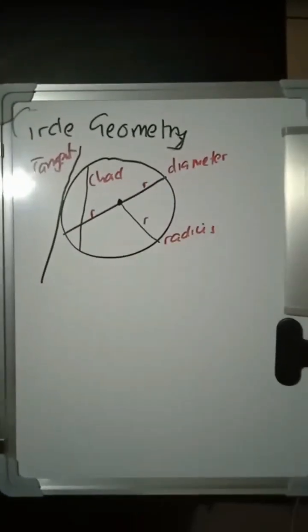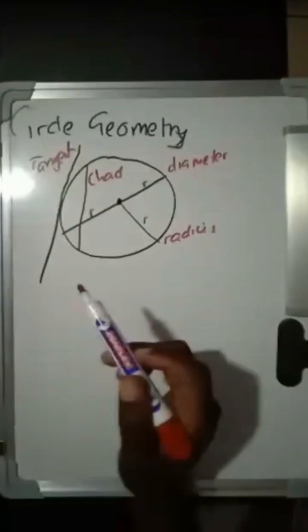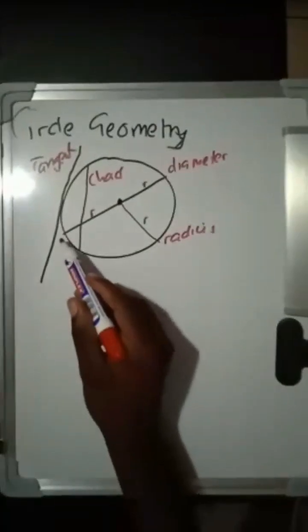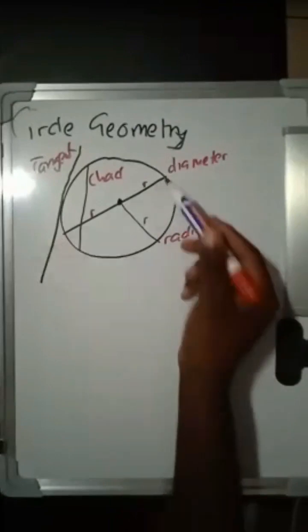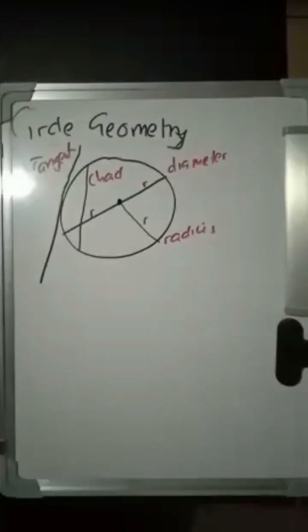A radius is very important. It is a line that runs from the center to the circumference. Then a diameter is a chord. It is a special type of chord that runs from one side of the circumference to the other side of the circumference, passing through the center. Okay, that is a circle.